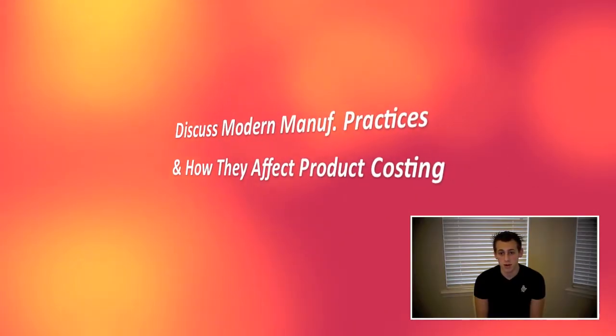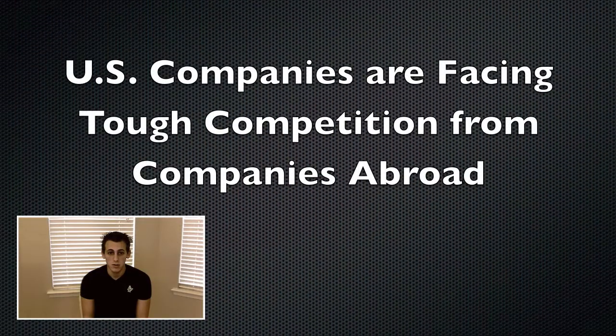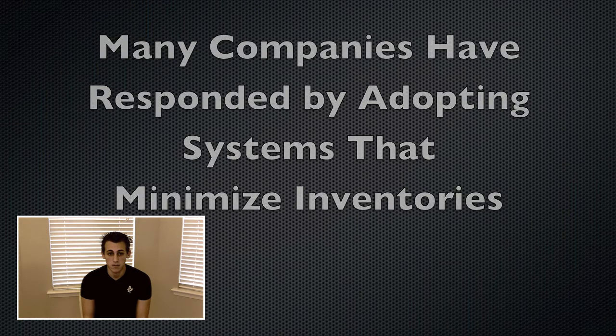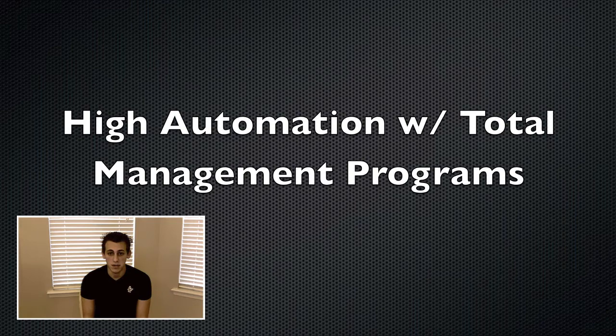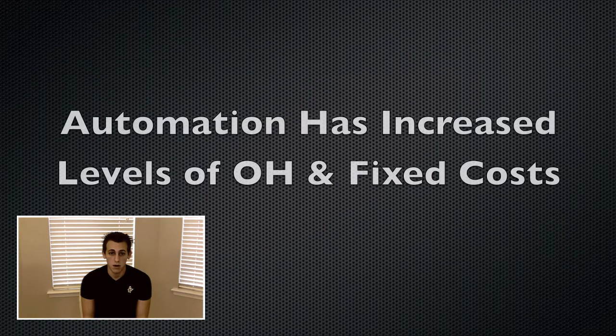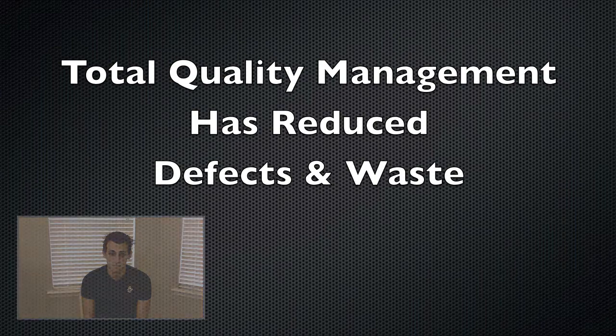Discuss modern manufacturing practices and how they affect product costing. U.S. companies are facing stiff competition from companies abroad. In response, many have adopted manufacturing systems that minimize inventories of raw materials and work in process. Also, many companies have become highly automated and have instituted total quality management programs. Just-in-time production systems have reduced inventory levels. Automation has increased levels of overhead and fixed costs, and total quality management programs have reduced product defects and waste.